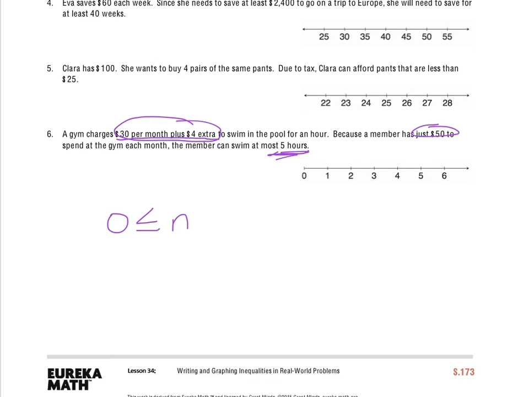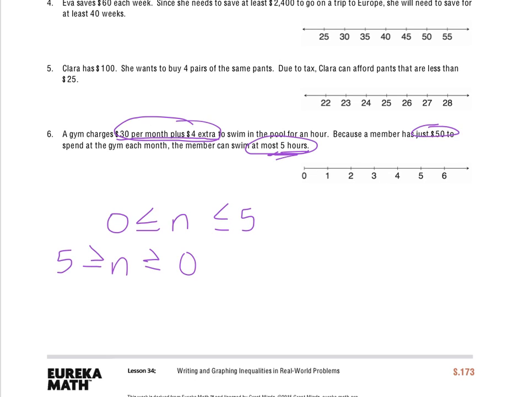So that's why I have 0 is less than or equal to n, or I could do n is greater than or equal to 0, because they could swim for 0 hours, but they could also swim for more. My last statement here, at most 5, meaning the most they could swim is 5. They could swim exactly 5 or less. So if I put it down here, 5 hours or less.